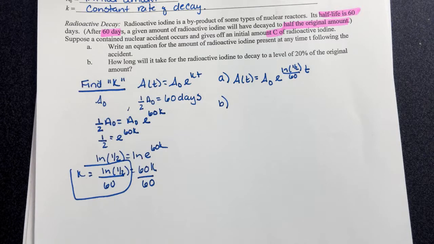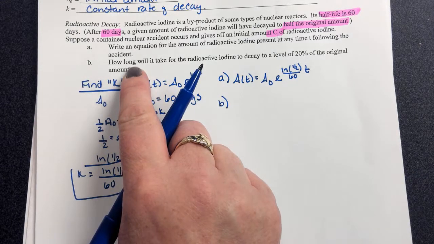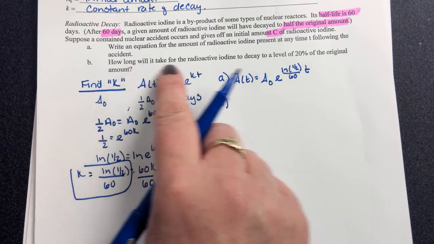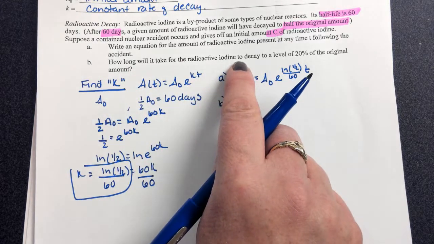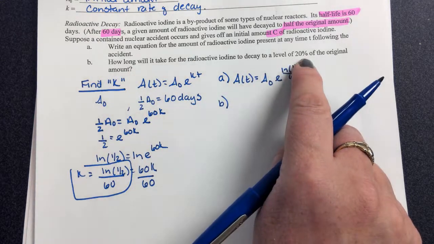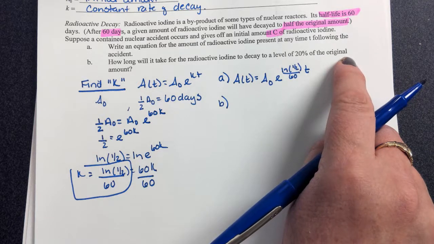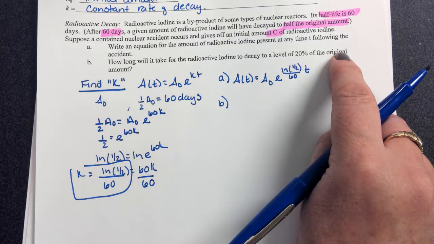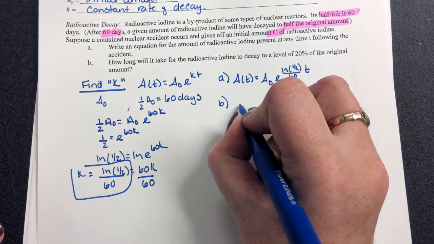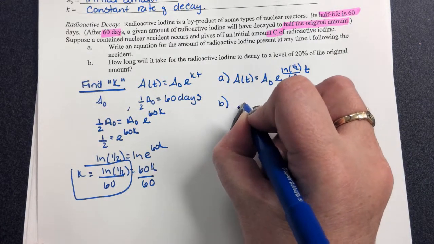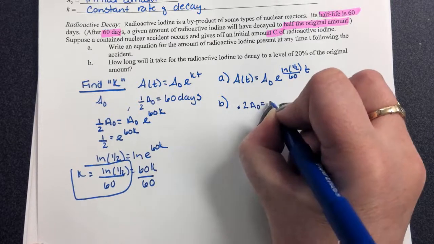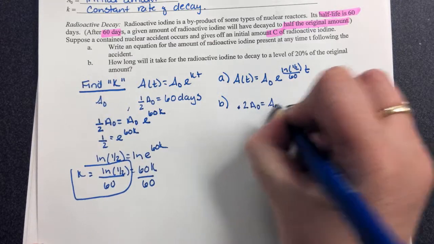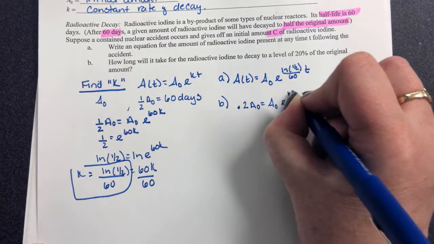So let's look at part B. How long, so what am I solving for when it asks me for how long? t. Will it take for the radioactive iodine to decay to a level of 20% of the original amount? So what are your thoughts? What are we going to have to set this equation equal to? I want 20% of the original amount. So, yeah, 1/5 of A sub 0, 0.2 A sub 0 is equal to A sub 0 times e raised to that K value times t.